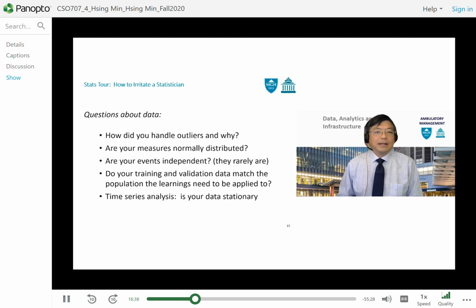Do your training and validation data match the population that you're going to apply your learnings to? Well, very, very often studies are done in volunteers. Volunteers are a biased sample of the population.